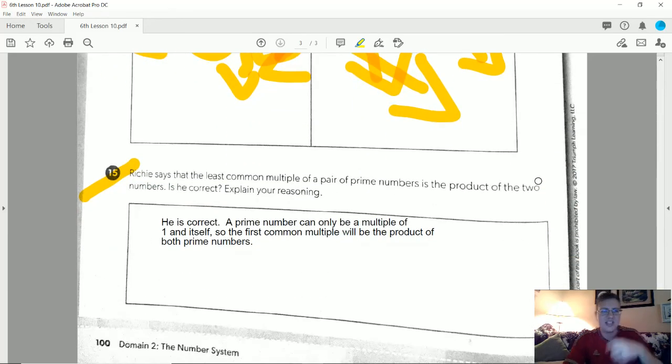And number 15, Richie says the least common multiple of a pair of prime numbers is the product of the two numbers. So he's correct. A prime number can only be a multiple of 1 and itself. So the first common multiple will be the product of both of those numbers.